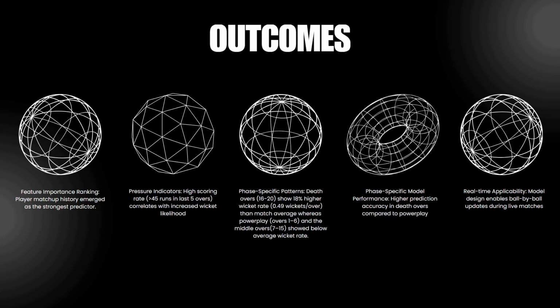These insights demonstrate the model's ability to capture relationships that align with intuitive cricketing knowledge. In addition, the model uncovered clear phase-specific patterns. Death overs exhibited an 18% higher wicket rate than the match average, whereas the power play and middle overs showed lower than average dismissal rates.